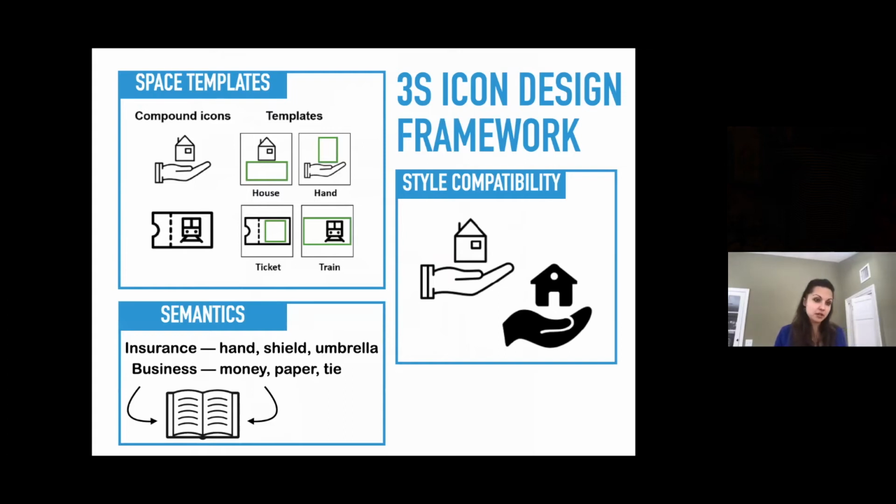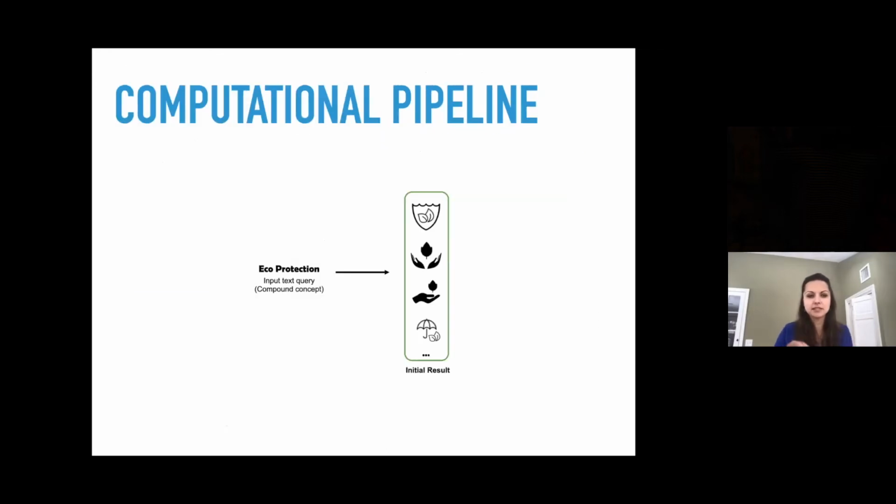Okay, and how's this system built? Well, based on our interviews with icon designers, we created a 3S icon design framework. The idea is that it combines space, style, and semantics together to synthesize compound icons. So it lays out the icons in a stylistically compatible way, while ensuring that the mapping holds to the semantics of the query. So let's break this pipeline down by looking at an example.